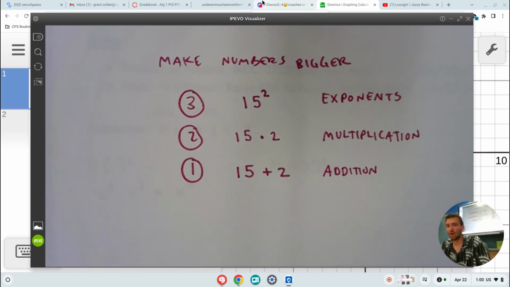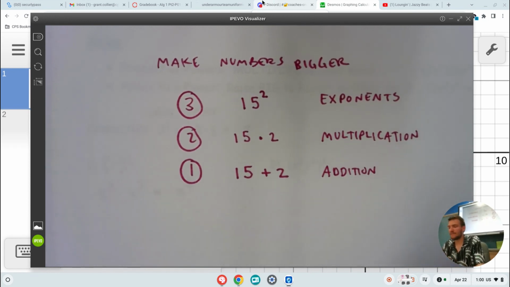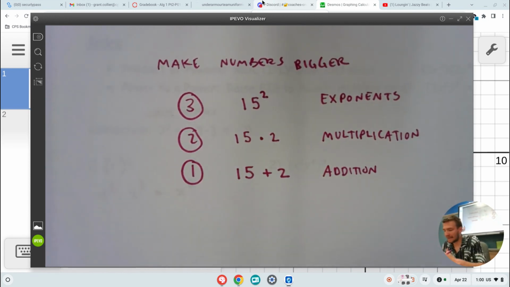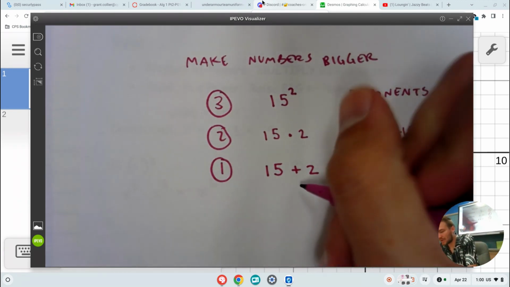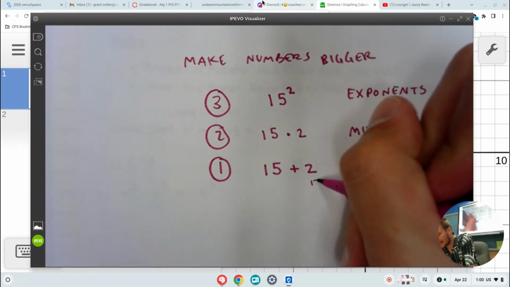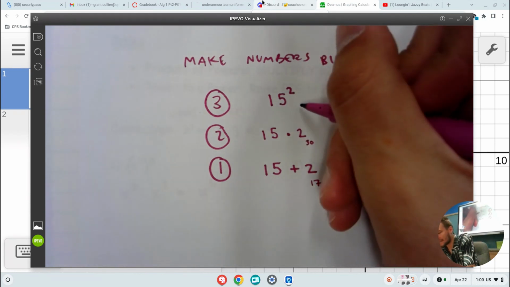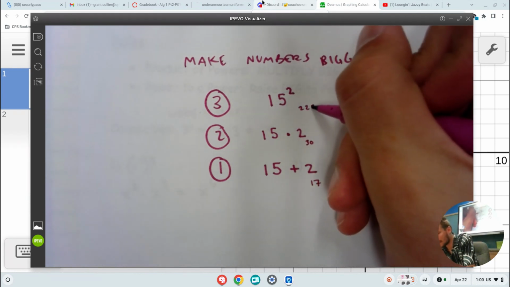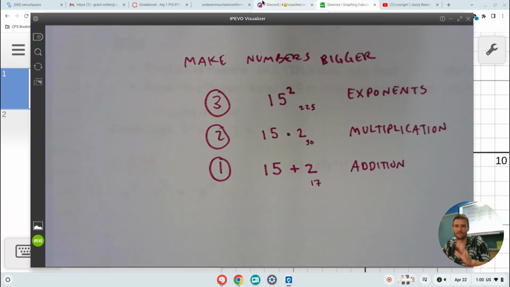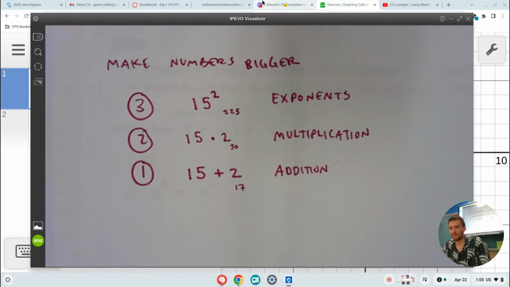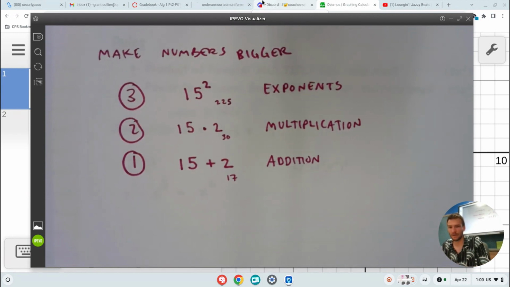So when you're doing numbers, they always get bigger. 15 plus 2 makes 17. And 15 times 2 makes 30. And 15 squared is 225, right? Exponents are very, very big. Now, why are we talking about how to make numbers bigger, Mr. Collier? Obviously, we know how to make numbers bigger.